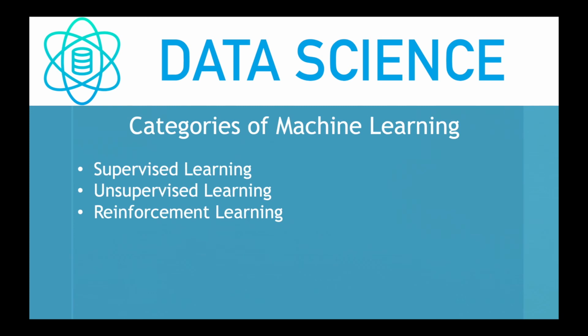Now, what are the different categories of machine learning? There are three basic categories and everything kind of falls under that. First one is supervised learning, second one is unsupervised learning, and third is reinforcement learning. Now let's look at what these mean individually.